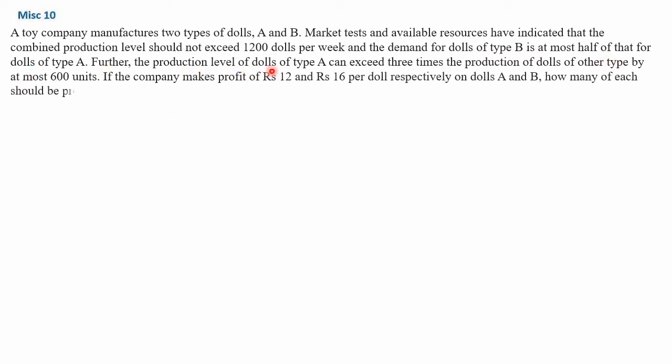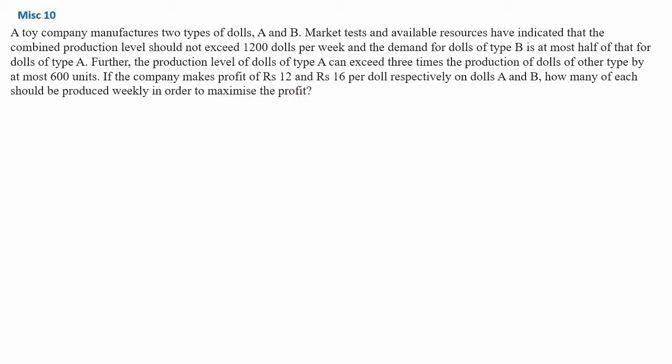Further, the production level of dolls of type A can exceed 3 times the production of dolls of the other type by at most 600 units. The company makes profits of rupees 12 and rupees 16 per doll respectively on dolls A and B. How many of each should be produced weekly in order to maximize the profit?